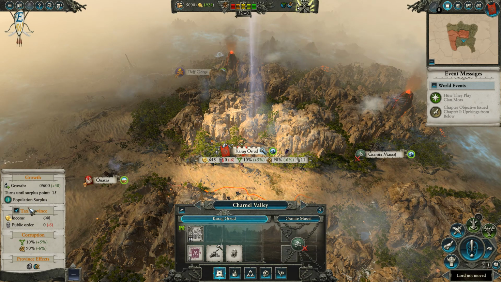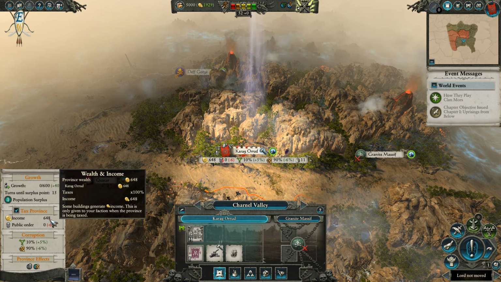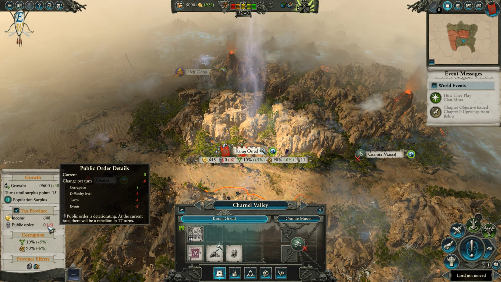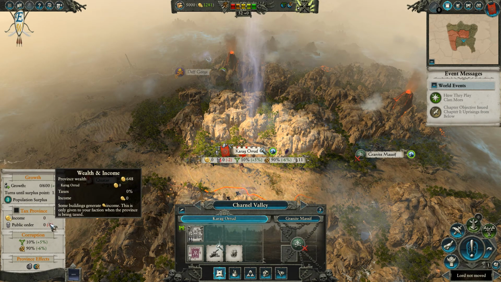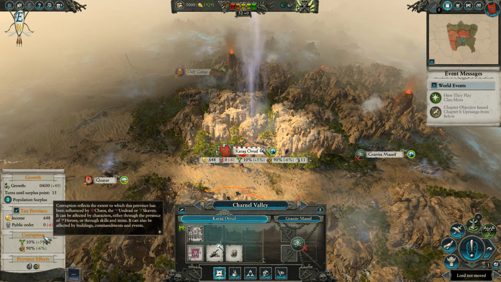The next bit, tax province. So what this does is basically you can toggle this, and this is to basically tax your province. If you tax it, you earn money, you incur a tax penalty. But if you untax it, you don't earn money, and the tax penalty goes away. Simple as that, really.